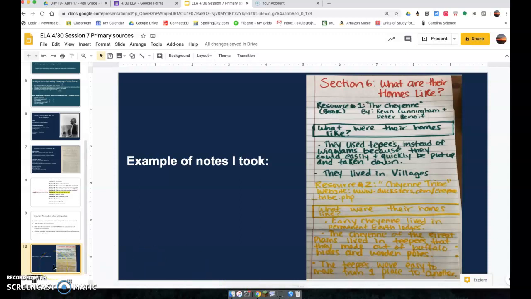So this example of notes will be attached to the assignment. Again, you do not have to use a primary resource today in your research, but you do need to fill out the ELA Google form, answer the questions on it, and take notes on section 6. What are their homes like for the tribe that you've chosen and have been researching? And then don't forget to go back and click submit on the Google form.